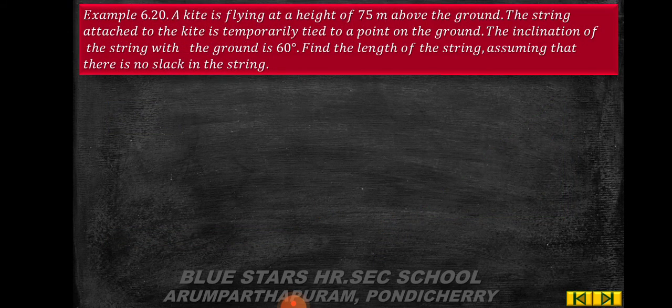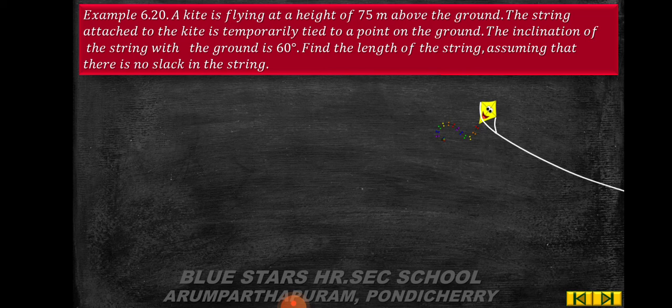Then example 6.21. A kite is flying at a height of 75 meter above the ground. The string attached to the kite is temporarily tied to a point on the ground. The inclination of the string with the ground is 60 degree. Find the length of the string assuming that there is no slack in the string.